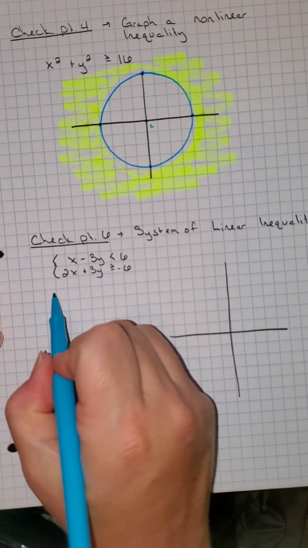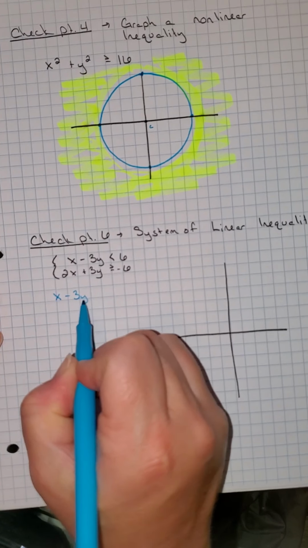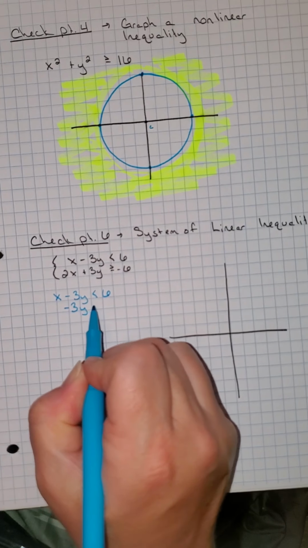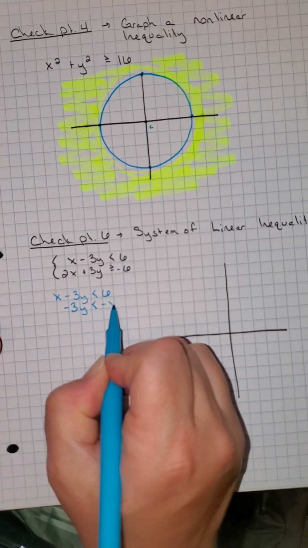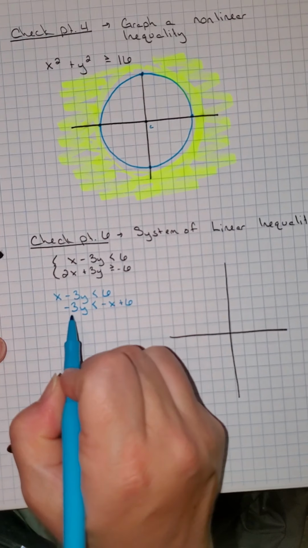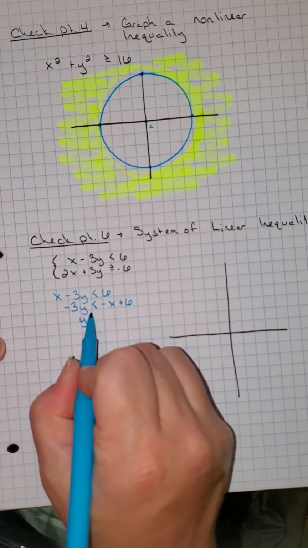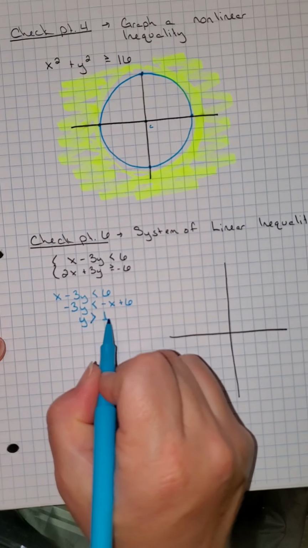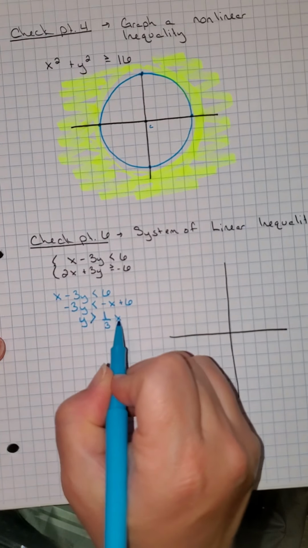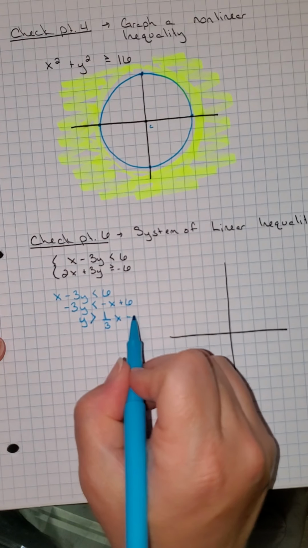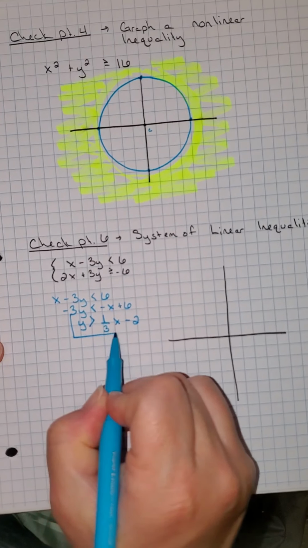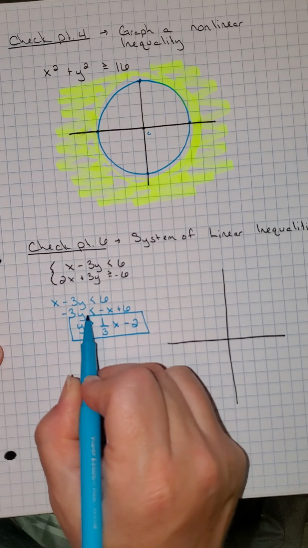So our first equation, x minus 3y less than 6, move the x. Negative 3y is less than negative x plus 6. Divide by negative 3, so that means our sign will switch. Negative 1 divided by negative 3 becomes positive 1/3 x. 6 divided by negative 3 is negative 2. So y is greater than 1/3 x minus 2.